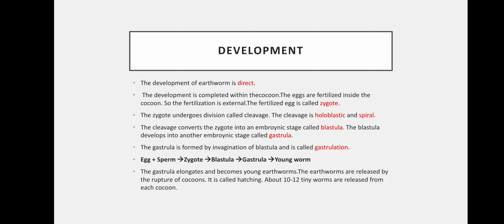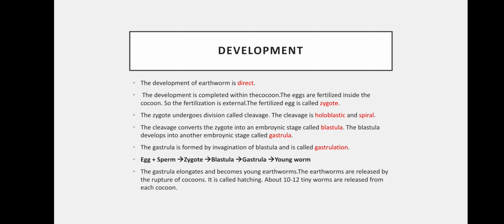Next, development. As I have already said, development in case of earthworms is direct. It is completed within the cocoon itself. Eggs are fertilized inside the cocoon, so fertilization is external, and the fertilized egg is called zygote. Zygote undergoes division, as is normal, and the division is called cleavage. Cleavage is holoblastic and spiral.